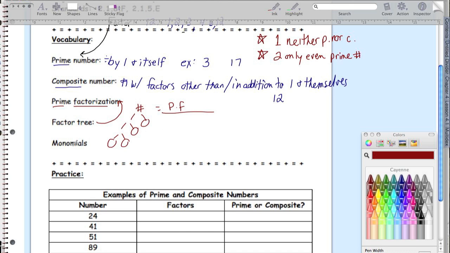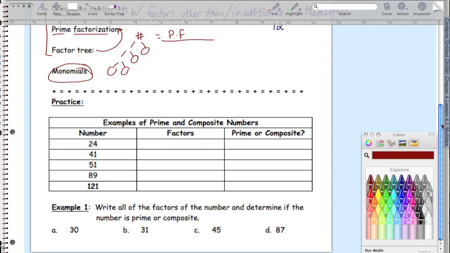Monomials are clumps. We're going to look at those on the last page because these all go together nicely. This is a little bit of a separate concept, so we'll cover that when we get to it. All right, let's take some practice.